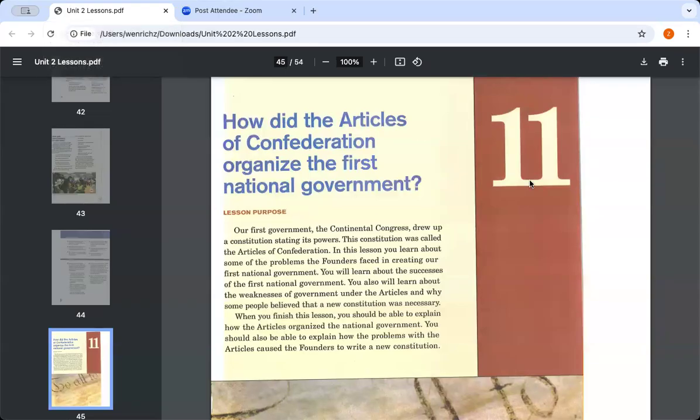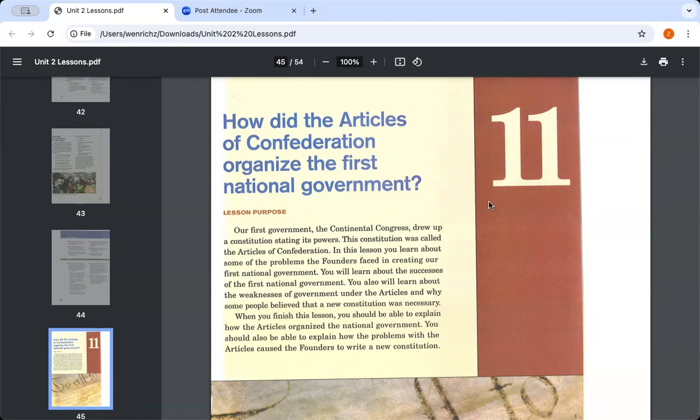All right, I will be reading to you about how the Articles of Confederation organized the first national government. Our first government, the Continental Congress, drew up a constitution stating its powers. This constitution was called the Articles of Confederation.